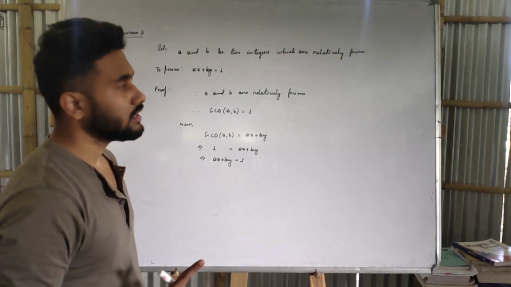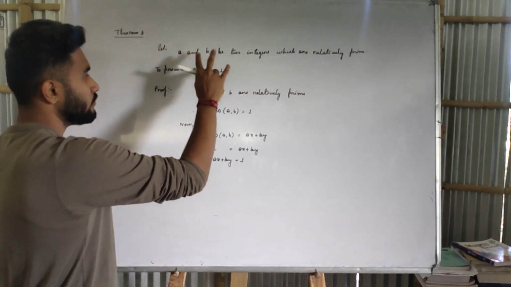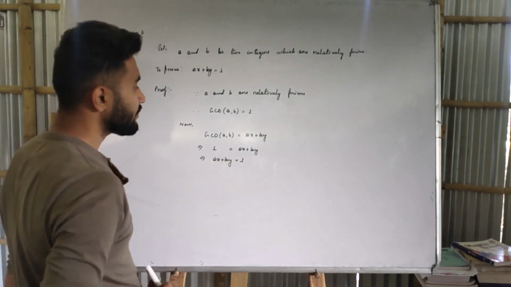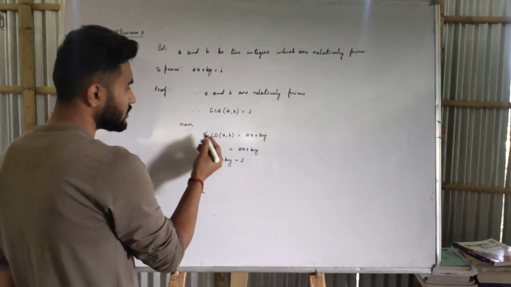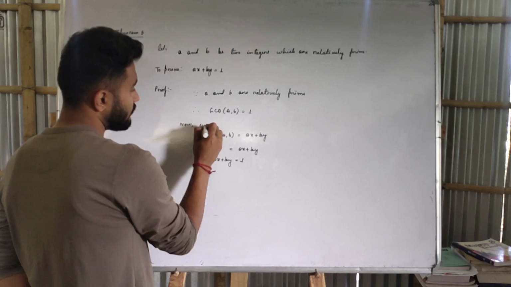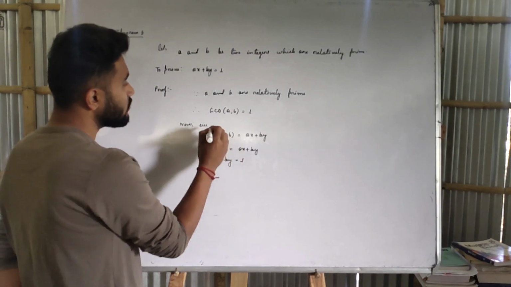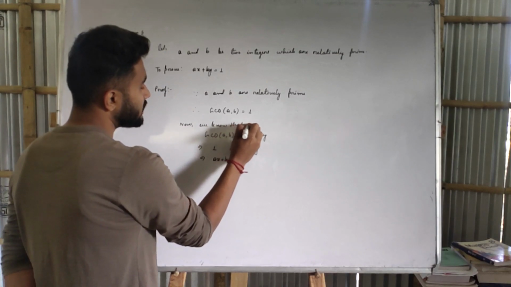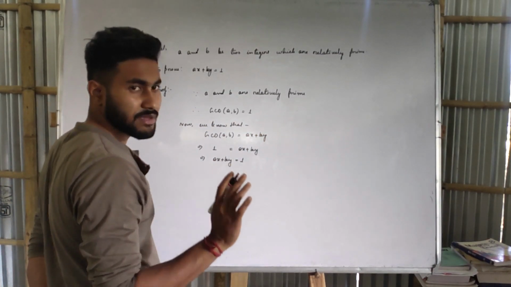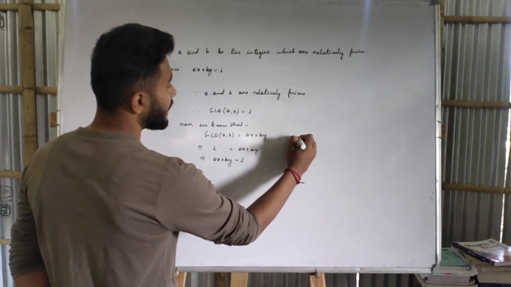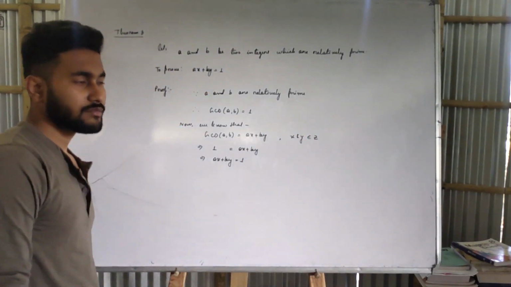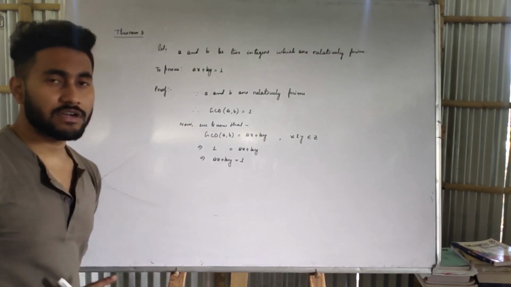So first part done. That if a and b are relatively prime, then ax plus by is equal to what? 1. Now we have used theorem 4 here, so we can write that GCD of a and b is equal to ax plus by, that is by theorem 4. And you write here x and y belong to what? Integers. Okay, done. So now we'll prove the converse part.